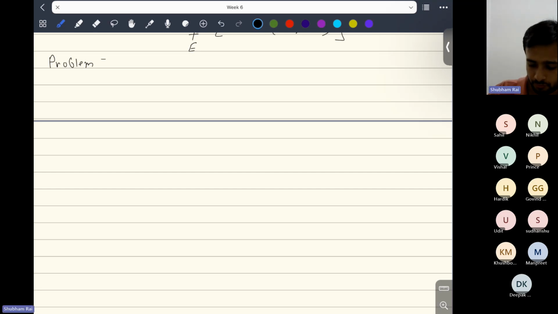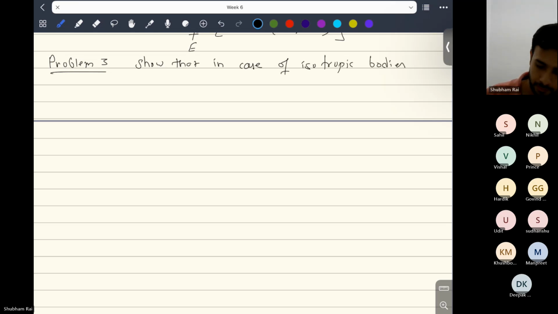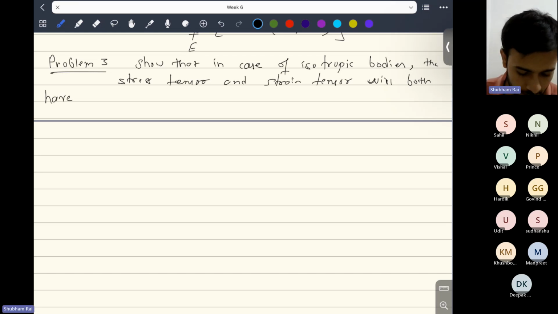Let me go to problem 3. So you have to show that in case of isotropic bodies, the stress tensor and strain tensor will both have the same set of principal directions.